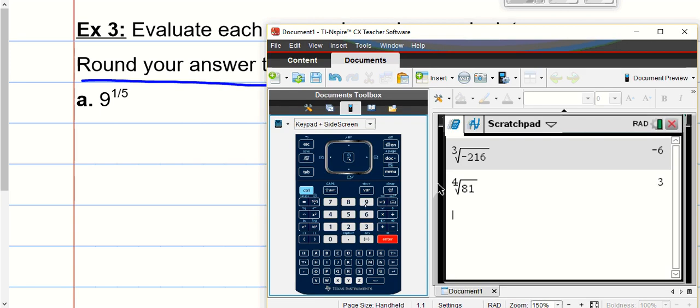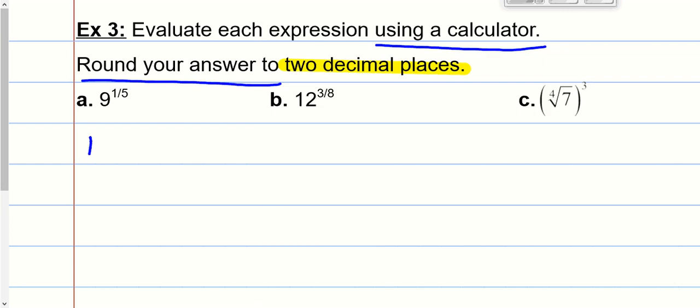You're using your calculator. 9, use a little rooftop, 1 divided by 5 in the exponent. That's 9 to the 1/5. Press enter. There's my decimal. And it says 2 decimal places. So I have 1.551. The 1 will not change the 5 at all. So my answer there is 1.55. And there you go.